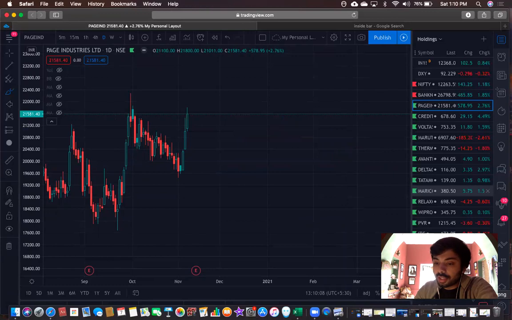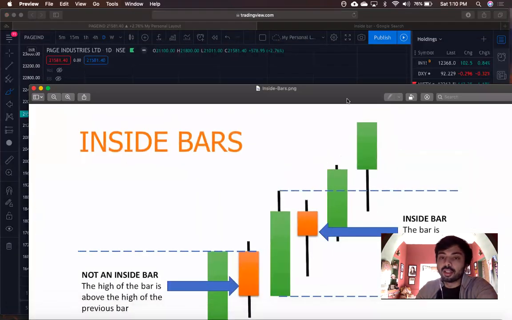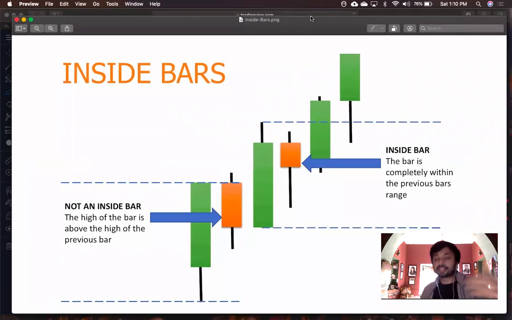Let me show you an example of what the inside candle looks like. This is what is called an inside candle. It's also called an inside bar. It is composed of two things. If you see this exact example, you have a very big green bar. First I'll talk about the breakout, when the price goes higher.